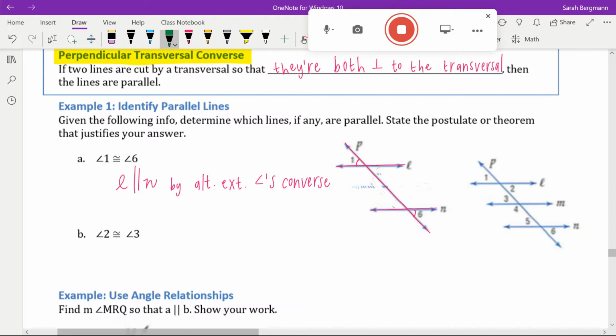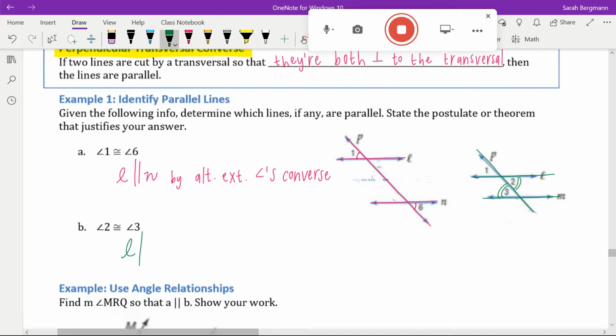Similarly, on part B it says angle 2 is congruent to angle 3, so I'll mark those congruent first, and then I'll highlight the transversal and the lines that create those angles. Everything down below here is not anything that we're concerned with. We really only care about line L and line M. Since angles 2 and 3 are alternate interior angles and they're congruent, I can conclude that line L must be parallel to line M by the alternate interior angles theorem.